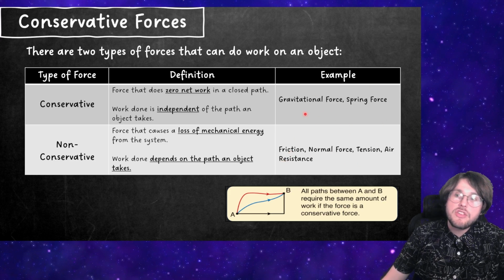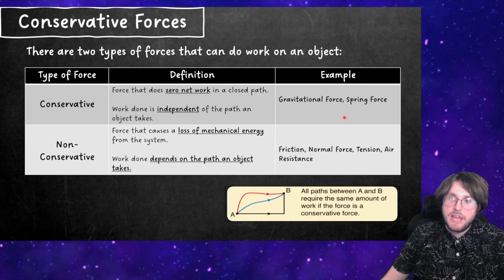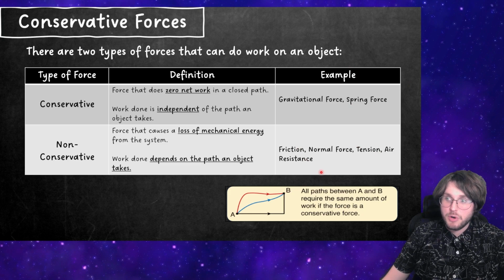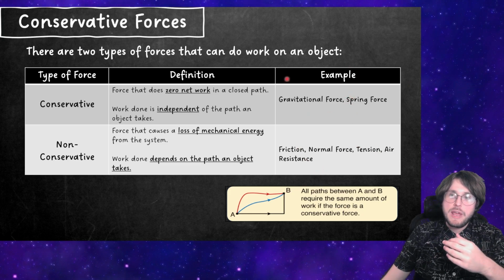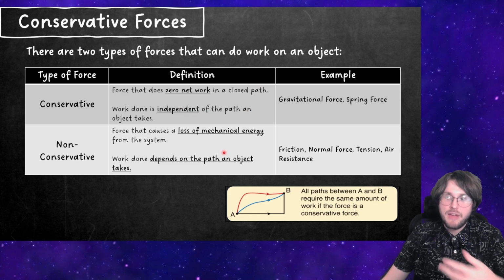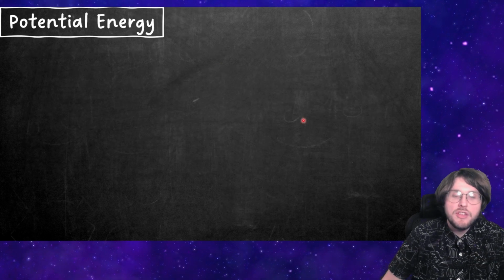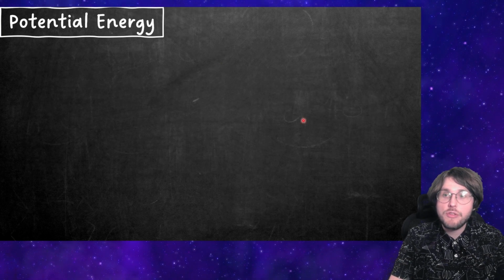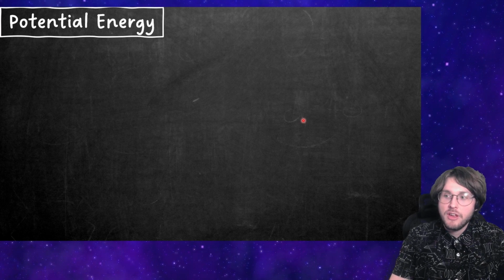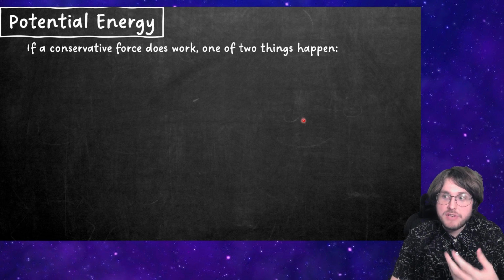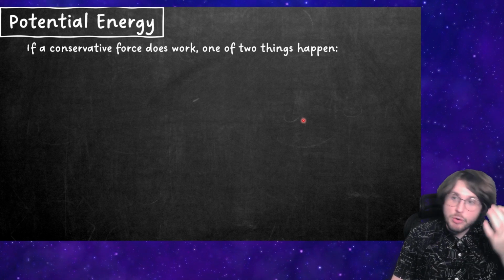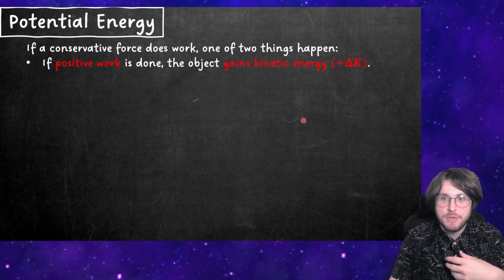So generally, if it is not gravity or spring force in mechanics, it is a non-conservative force. So gravity and springs are the only two that will obey this zero net work and path independence principle. Now, why conservative forces are so important is because these are the forces that directly give us something called potential energy. So if you have a conservative force like gravity or a spring force that's doing work, either one of two things is going to happen.